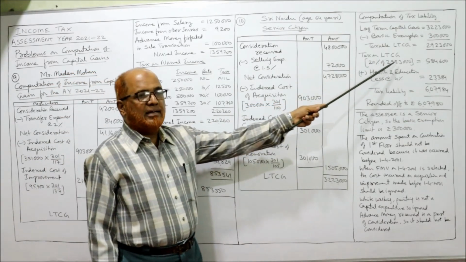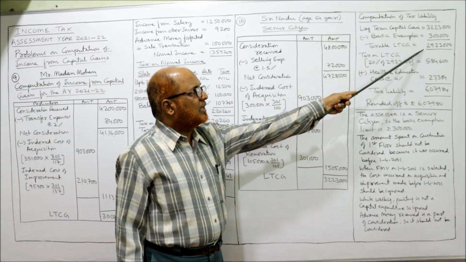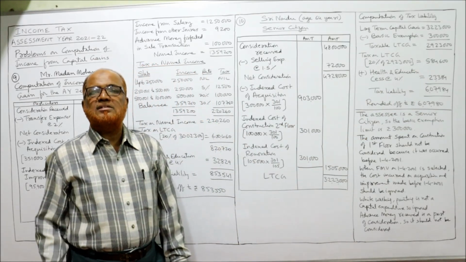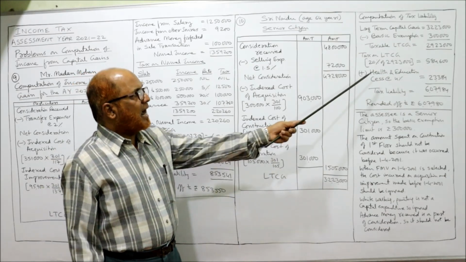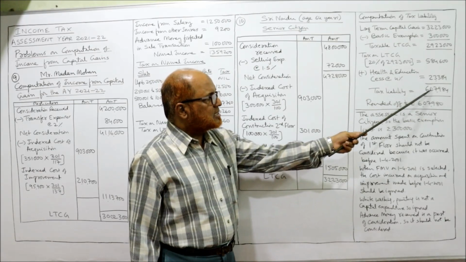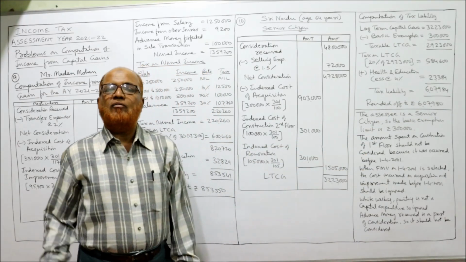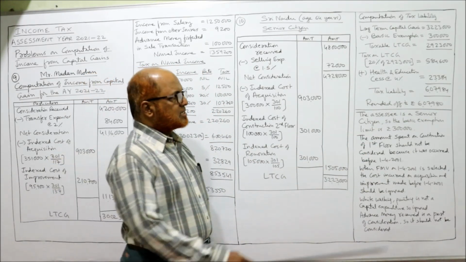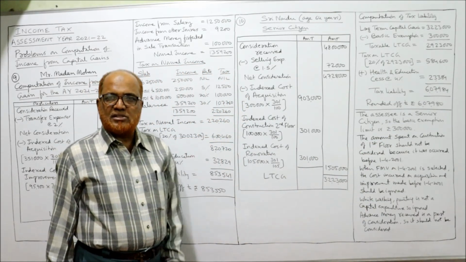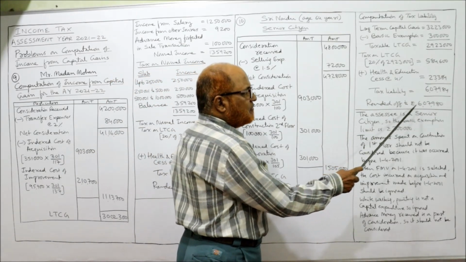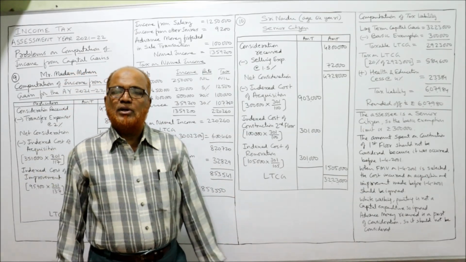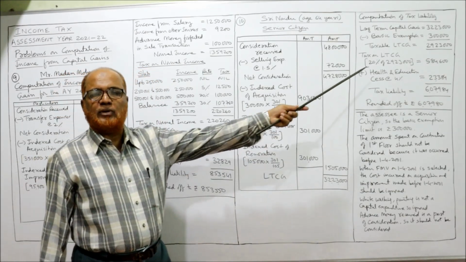Now tax on LTCG: 20% of 29 lakh 23,000 comes to 5 lakh 84,300. This is the tax on LTCG. To this we add health and education cess at 4%, 23,384. Tax liability 607,984. Now we round off to the nearest 10. The last two digits are 84, so make it 80; the 4 rupees you ignore. So rounded off, 6,07,980 is the tax liability. That's all. We have computed LTCG and the tax liability.